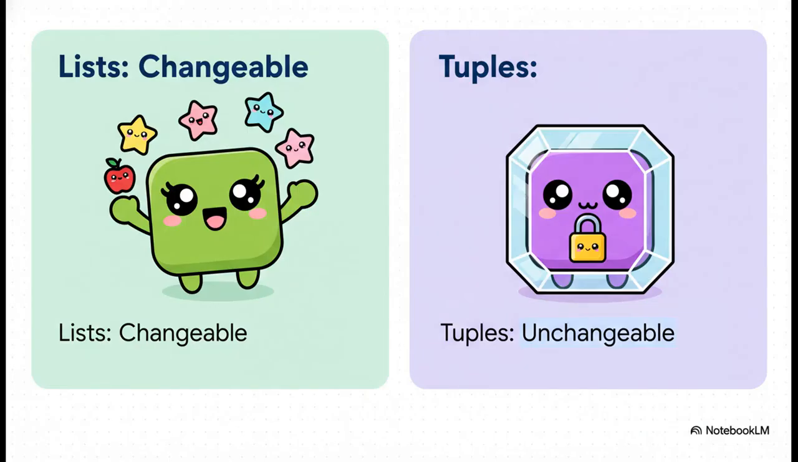Okay, before we even write a single line of code, let's just cut right to the chase. Here's the absolute core of it all. Lists are changeable. You can add things, remove things, switch things around, whatever you want. Tuples? They're not. Once you make a tuple, it is locked in, set in stone. And honestly, that one single difference is the key to understanding everything else about them.